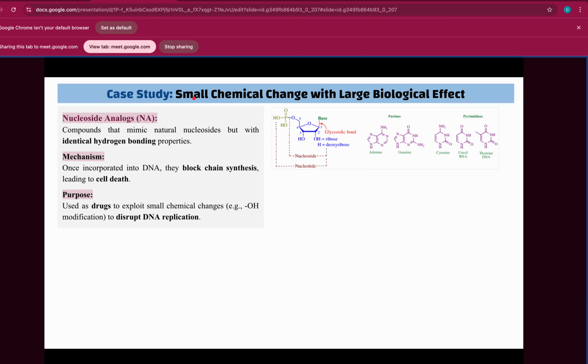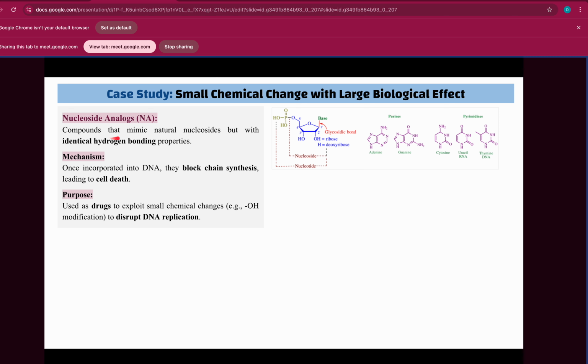Now we'll see what small chemical changes we bring about such that we can produce a large biological effect on a particular drug molecule. There are certain compounds known as nucleoside analogues. As the name suggests, nucleoside analogues are compounds which resemble, or appear structurally similar to, nucleosides. We all know that DNA, RNA, and all these biomolecules contain nucleosides. A nucleoside is a sugar molecule along with a nitrogenous base. That is known as a nucleoside.